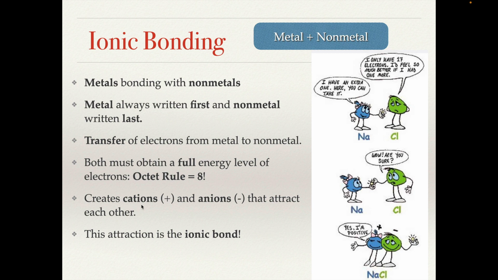This, of course, is going to create some cations for the metals and anions for the non-metals, and then because of that, they're going to attract each other, okay? So when you have a positive charge and a negative charge because of the transfer of electrons, we get attraction. That attraction is what we know as the ionic bond.